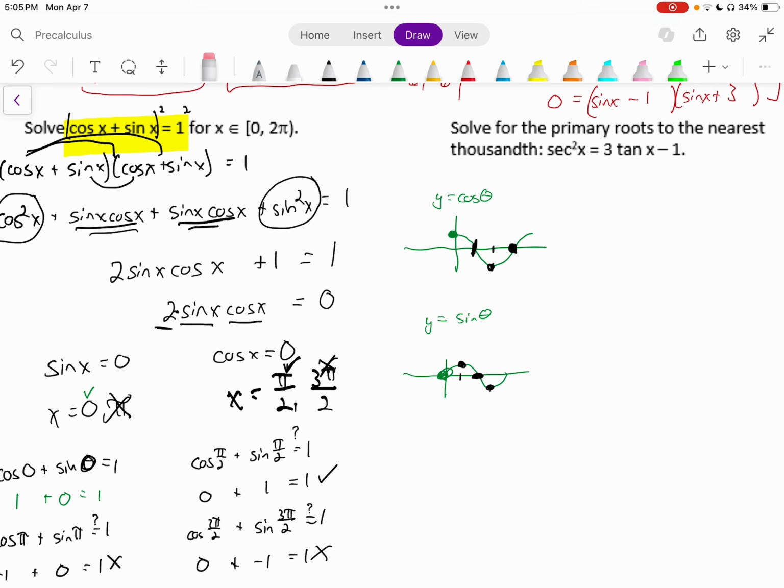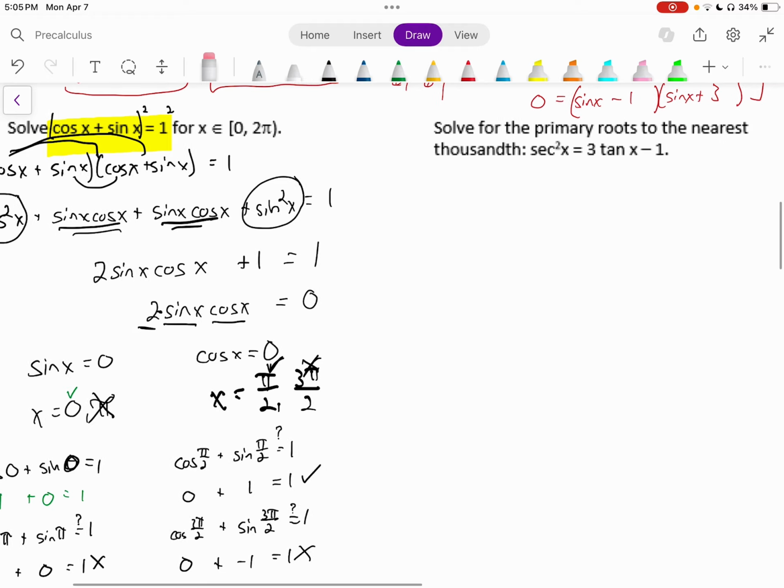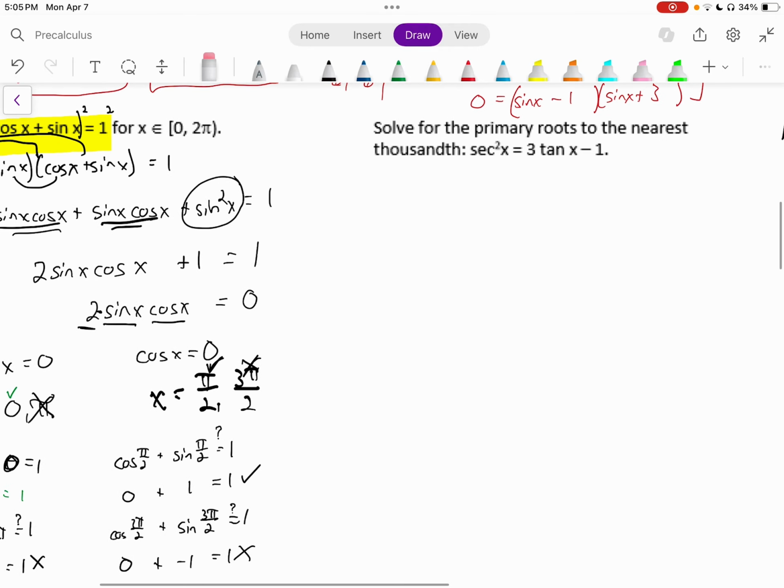And the last one. This one says solve for the primary roots, so between 0 and 2 pi, to the nearest 10,000th. The nearest 10,000th gives me the impression that this might not give us one of our special angles like pi over 6 or pi over 3 or pi over 4. So it might, but it might not.